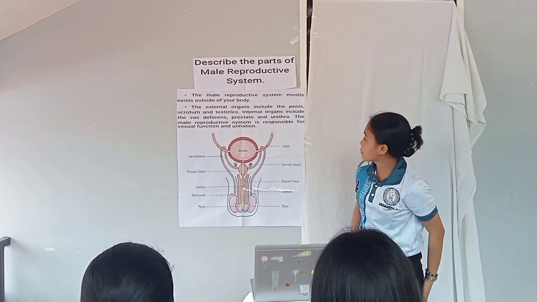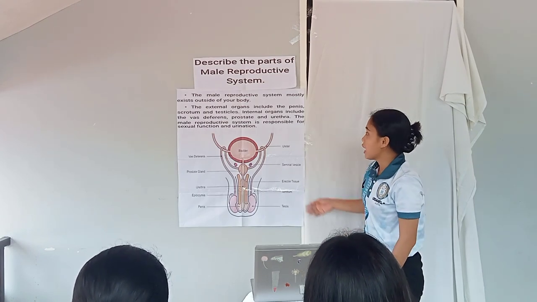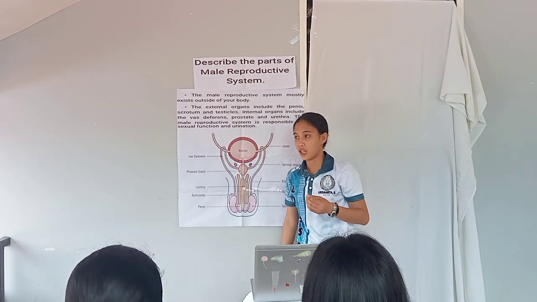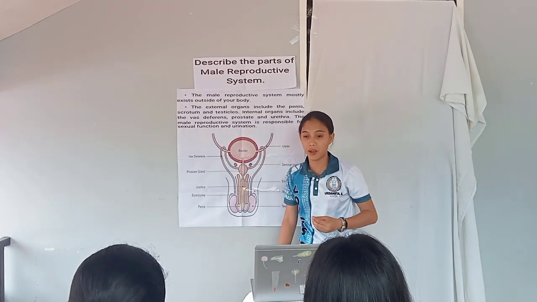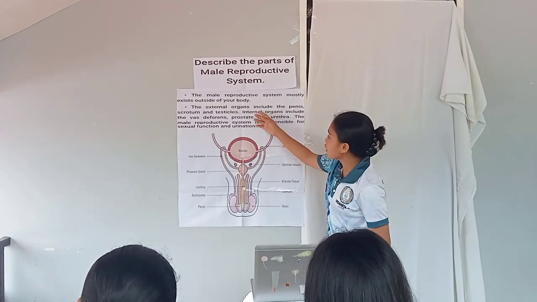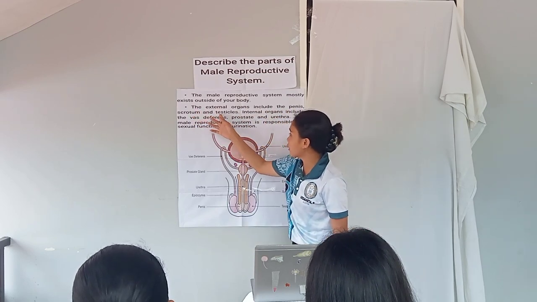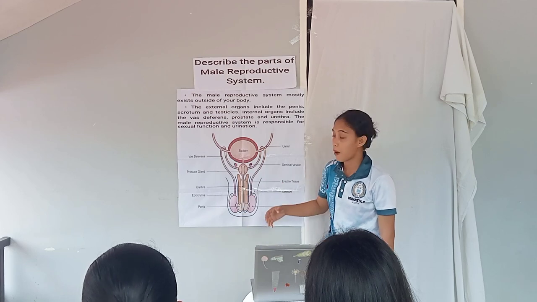The male reproductive system mostly exists outside of your body. This system is found in our brother, in our father, or any male person. The external organs include the penis, scrotum, and testicle. When we say external, it is found outside our body.